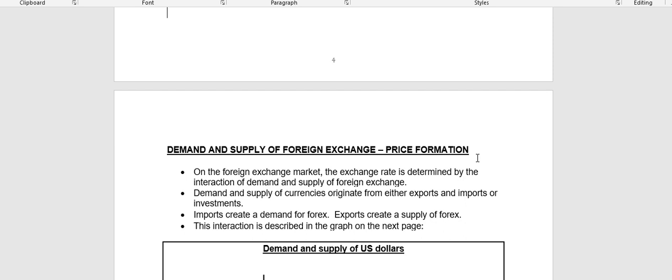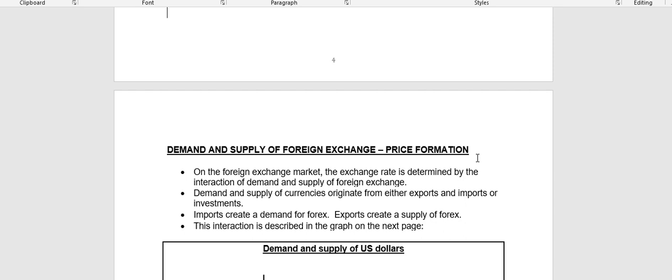So if America has to pay us for the exports that we've sent them, they will have to convert their dollars into rand to pay us. So what they would do is they would sell their dollars. It will create a supply of dollars in order to buy rand, so create a demand for rand so that they could pay us.